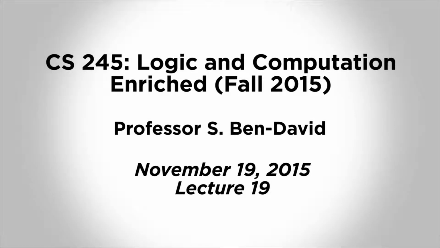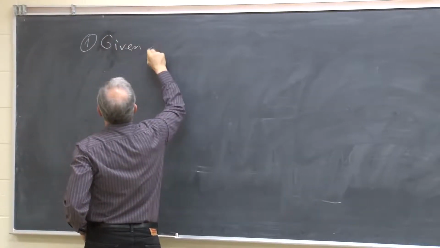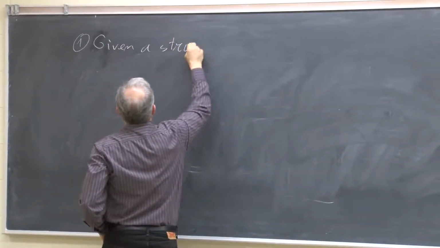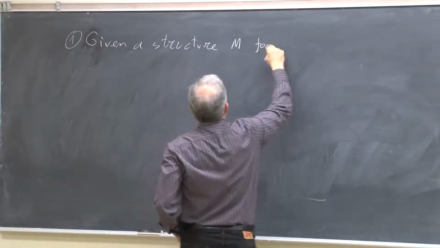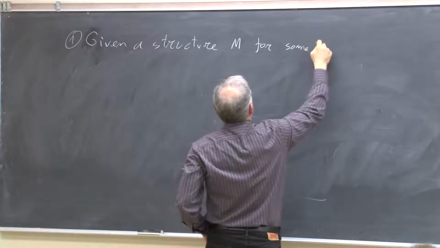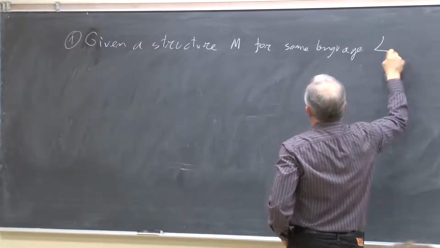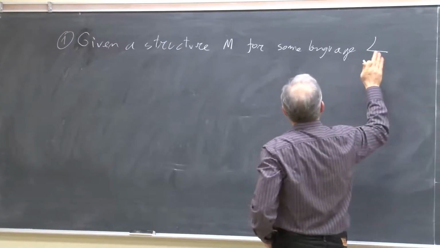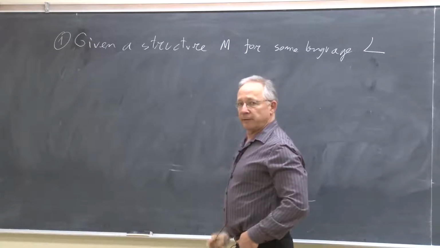Okay, so we said that the basic two definitions were, the first one, given a structure, say M, for some language L. So L has a bunch of symbols, and M is a structure for it.